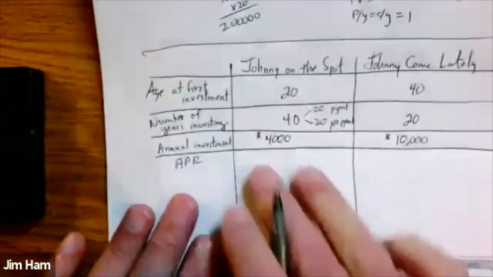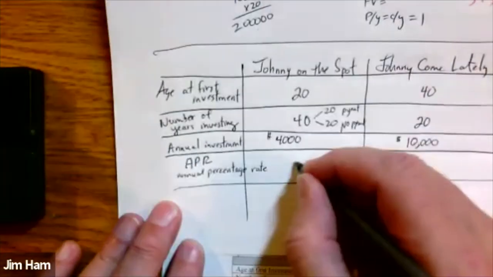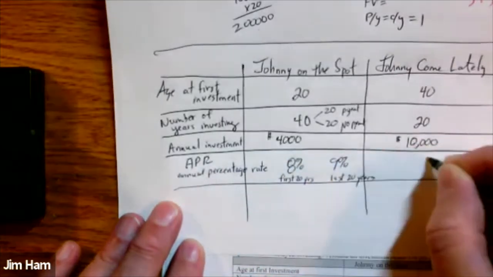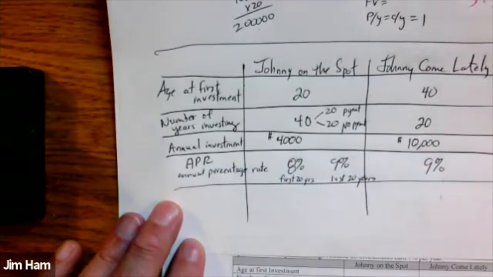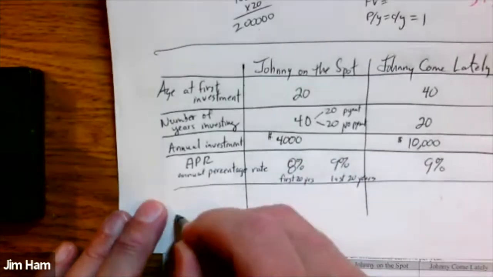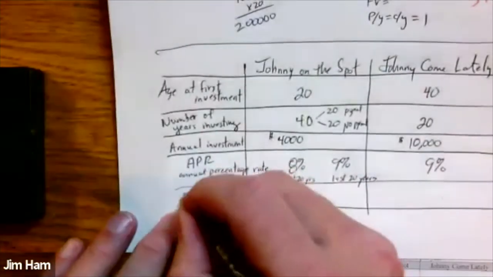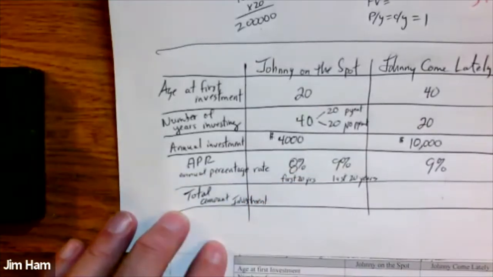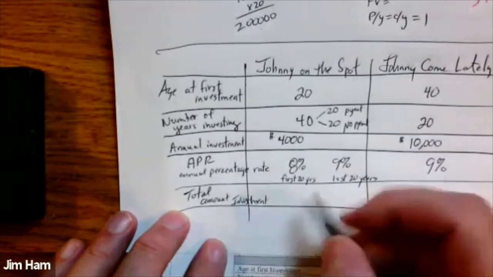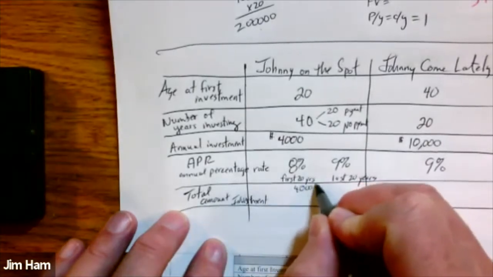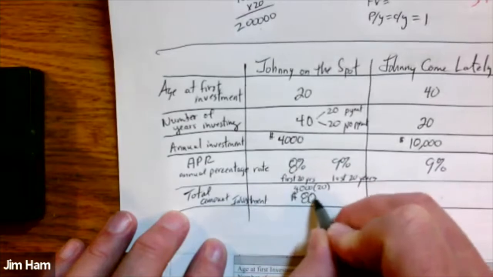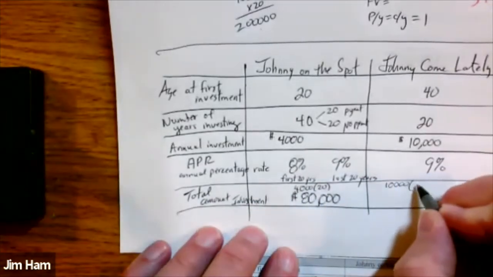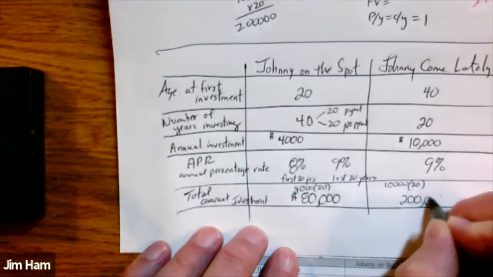The APR, the annual percentage rate. All right, so it was 8% for the first 20 and then 9% for the last 20. And for Johnny Come Lately, it was 9% during that last 20-year period when he was an active investor. Total amount invested. So this table is really just a table to keep all of your numbers organized. All right, so this was $4,000 times 20 years, 80,000. We did that calculation before, and this is $10,000 times 20 years, and that's 200,000.